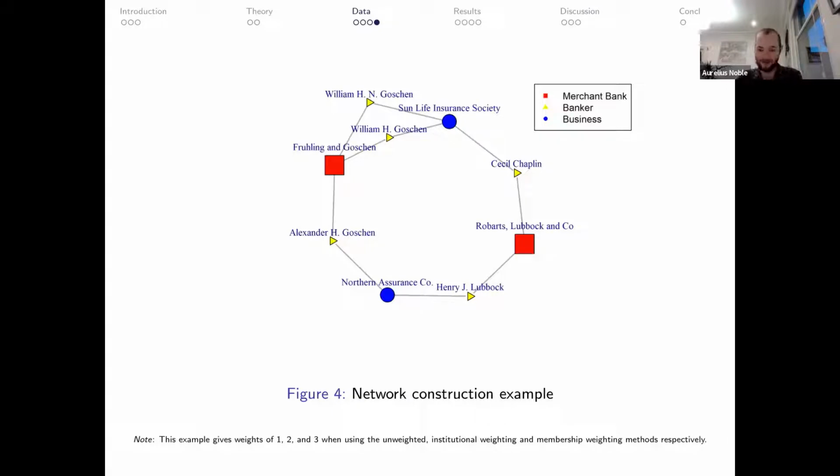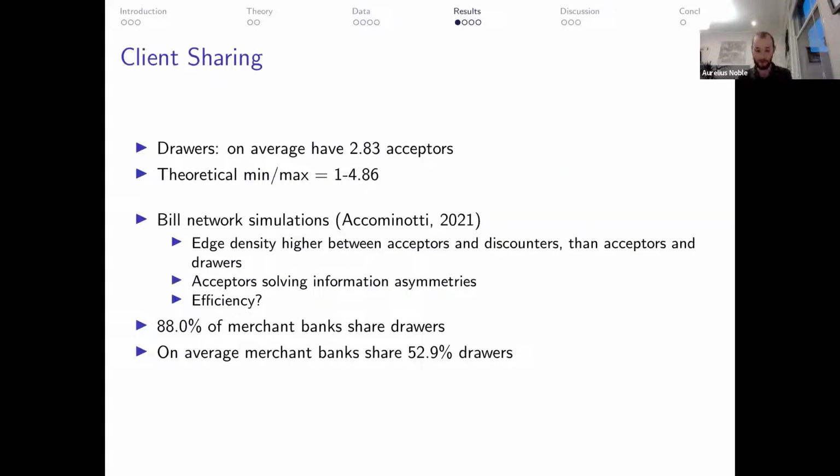So I've tried the following results with all of those different weighting methods, and they give very similar results. The method that I'm going to show you uses the institutional weighting, so counting the number of shared businesses or shared clubs between them, because I think this is probably the most analogous to the shared drawer network.